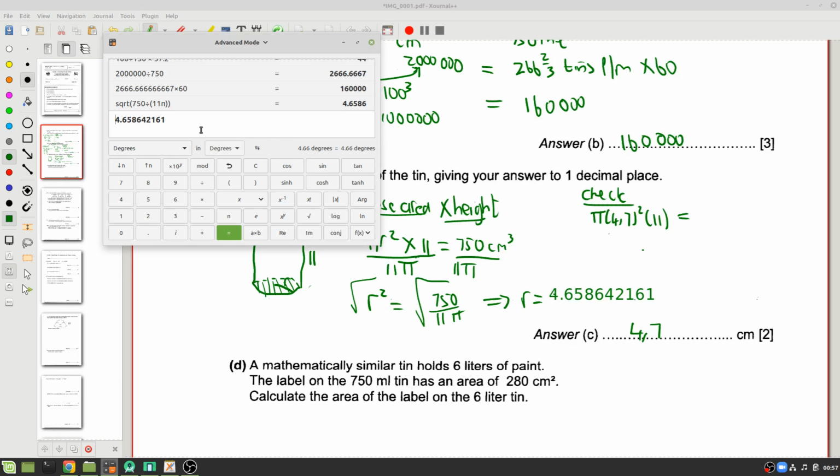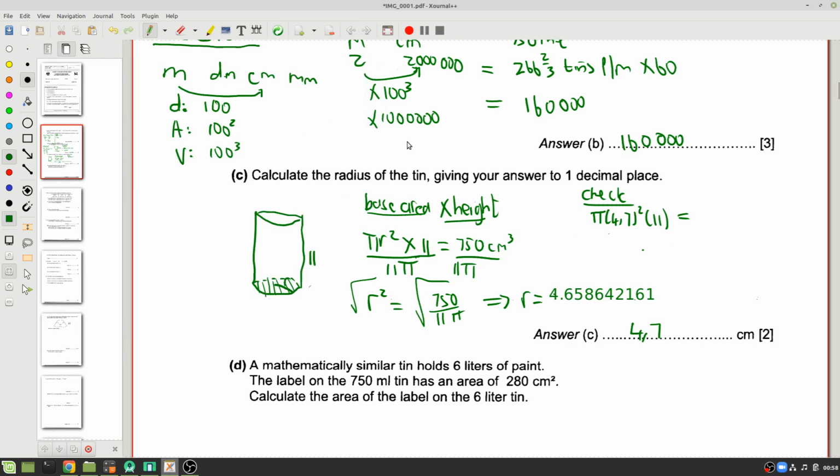So we want pi, where's pi? Pi times that squared times 11. And we see that gives us 750. So our answer is correct. That gives us 750. Nice.